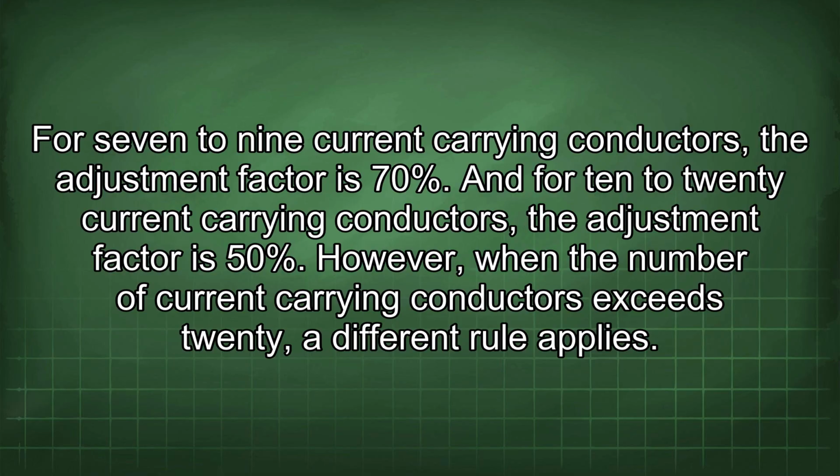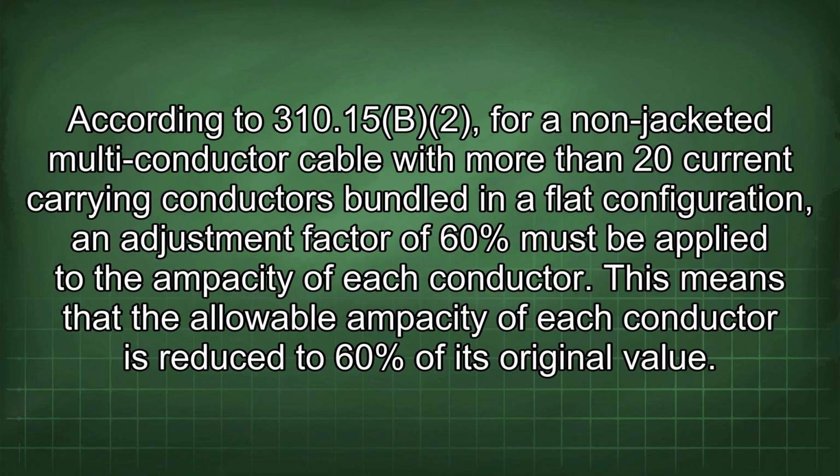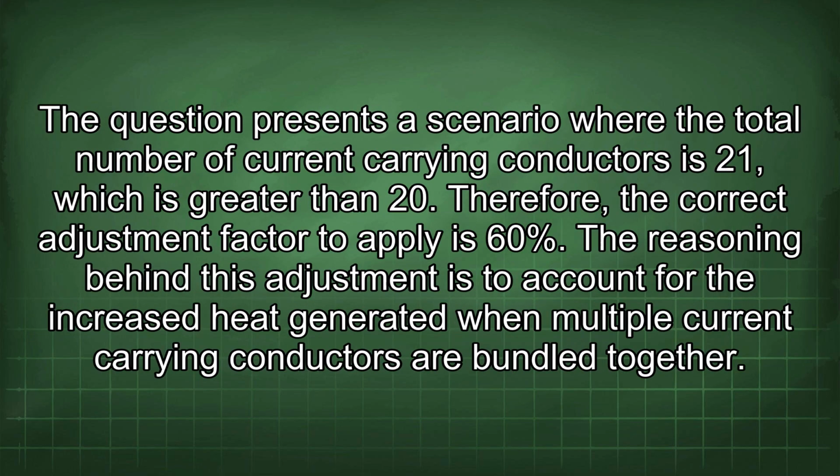However, when the number of current-carrying conductors exceeds 20, a different rule applies. According to 310.15(B)(2), for a non-jacketed multi-conductor cable with more than 20 current-carrying conductors bundled in a flat configuration, an adjustment factor of 60% must be applied to the ampacity of each conductor. This means that the allowable ampacity of each conductor is reduced to 60% of its original value. The question presents a scenario where the total number of current-carrying conductors is 21, which is greater than 20. Therefore, the correct adjustment factor to apply is 60%.